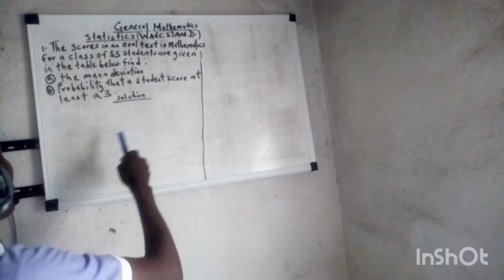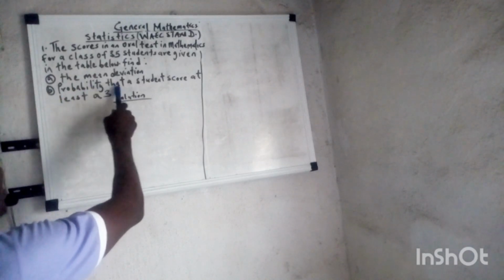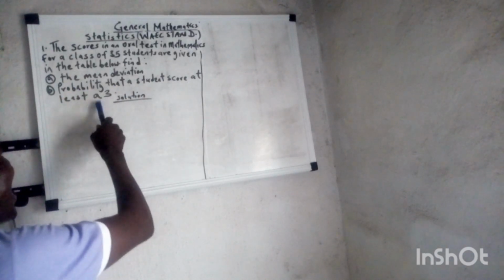So let's go. Statistics. The scores in an oral test in mathematics for a class of 35 students are given in the table below. Find A, the mean deviation, B, the probability that a student scores at least a 3.